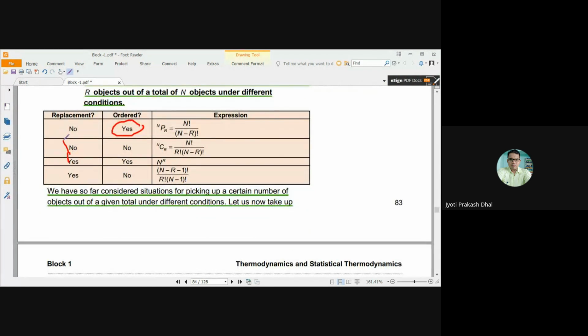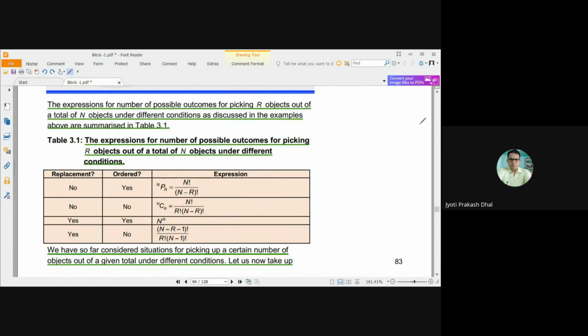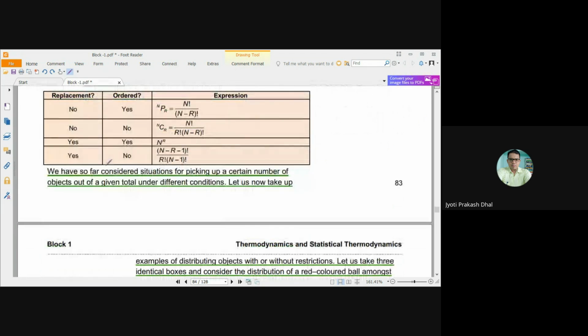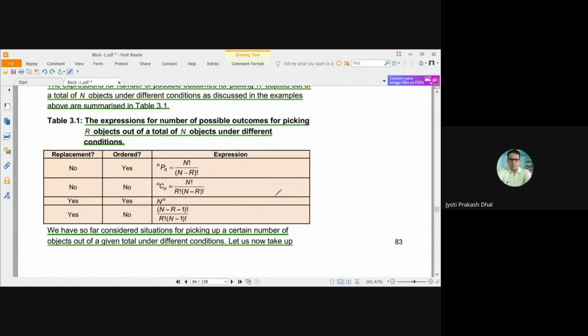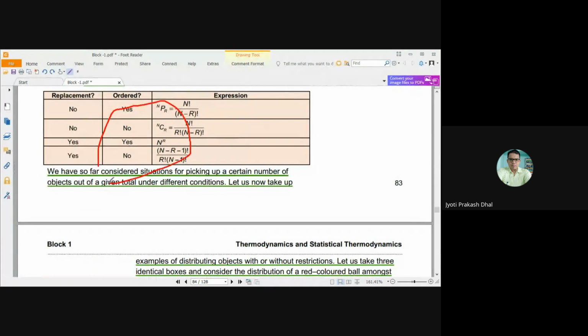And if there will be no replacement and it is not ordered, then the expression changes into combination, and this is its value. And if both the cases are yes, then the number of outcomes equals n to the power r, which is the expression for the number of ways of getting r items from n items. So these are the other examples.